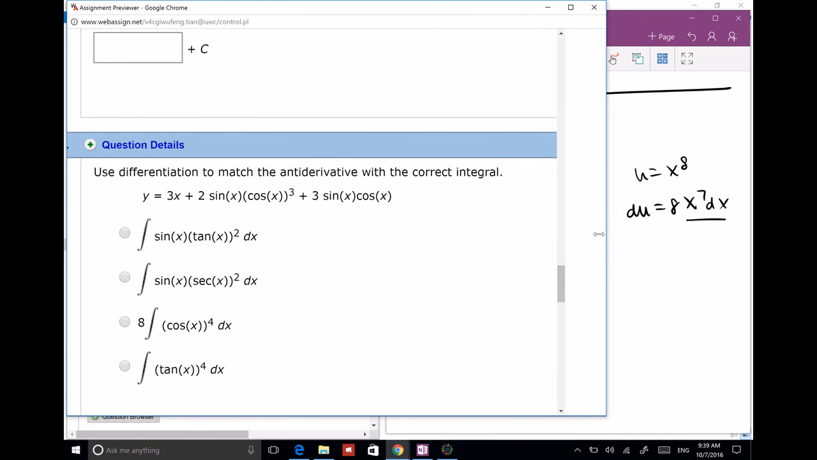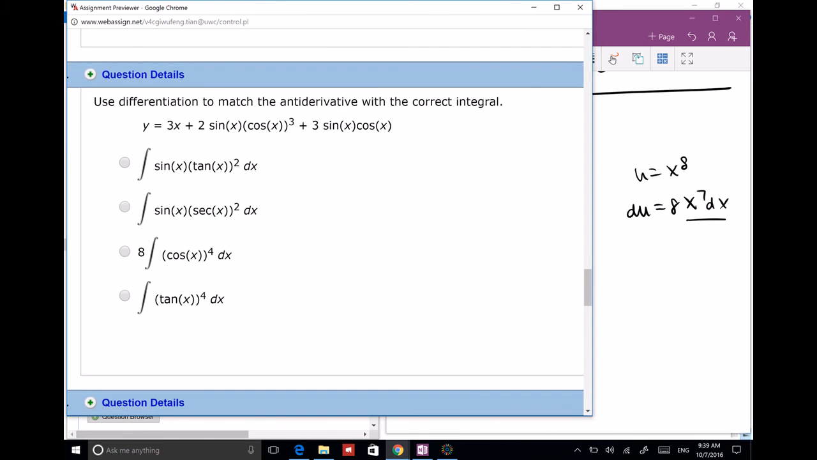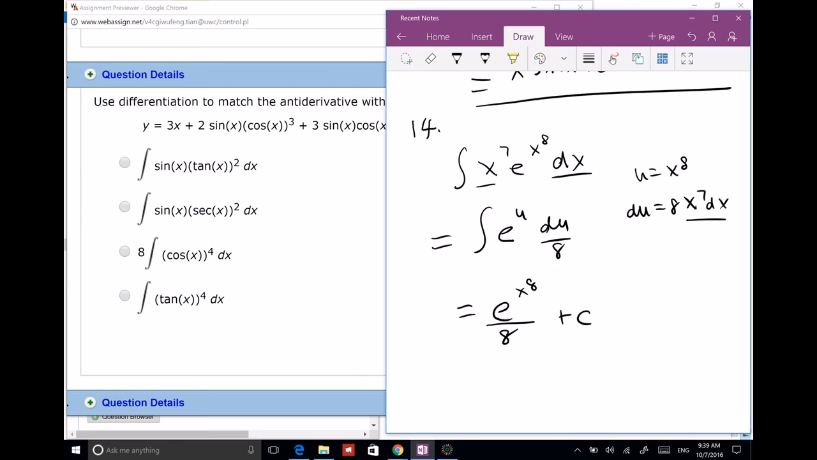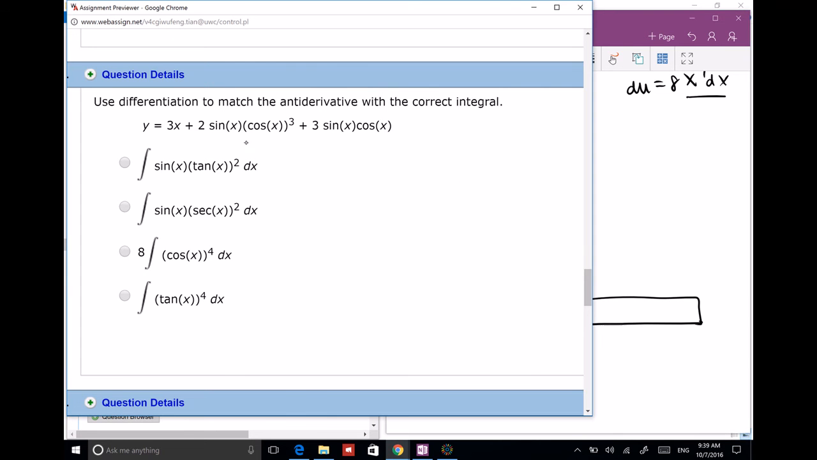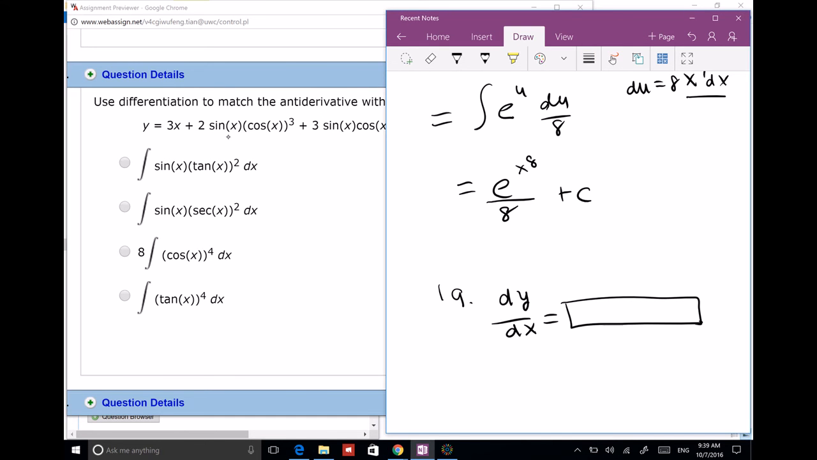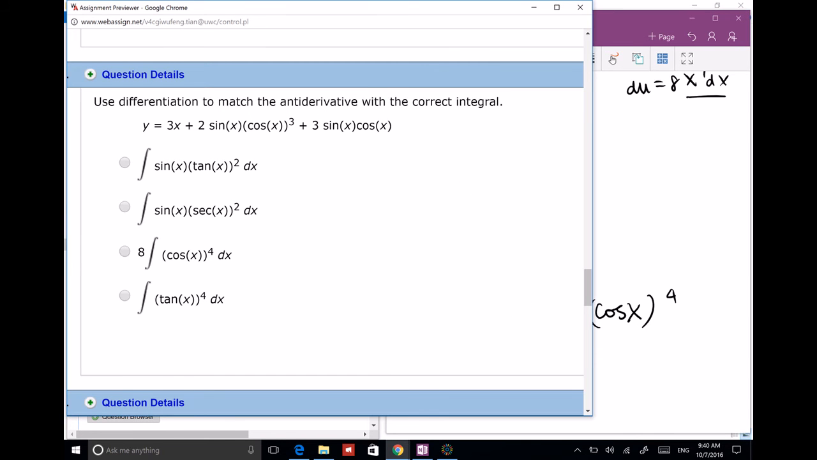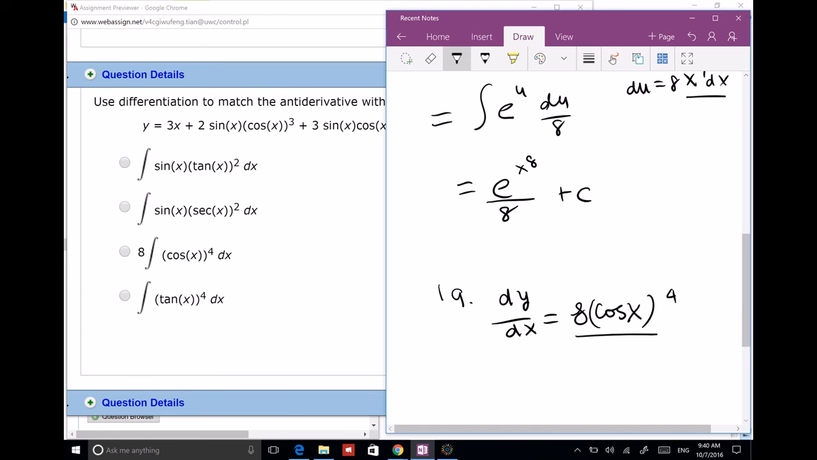The meaning of number 19 is actually to use the differential to match the antiderivative with the correct interval. It means if you take the derivative of y, okay, number 19, if you take dy over dx, take the whole thing's derivative, 3x plus, take the derivative of the 3x, so you would match one of the functions in the bottom, dy over dx. I know the final answer dy over dx is cosine x to the power 4. You take the derivative of y, and your final answer is 8 cosine x to the power 4.